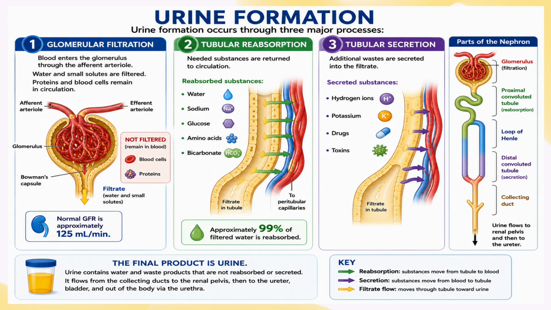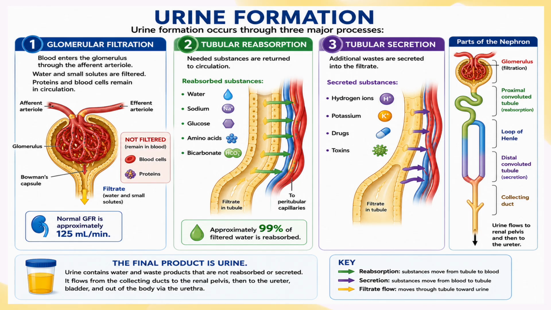Now, during glomerular filtration, which I could never pronounce, water and small molecules pass through the filtration membrane into the Bowman's capsule. The blood cells and the large proteins normally remain within the bloodstream. That's why we don't normally see them in the urine, right? The urine does not contain the proteins from the blood.